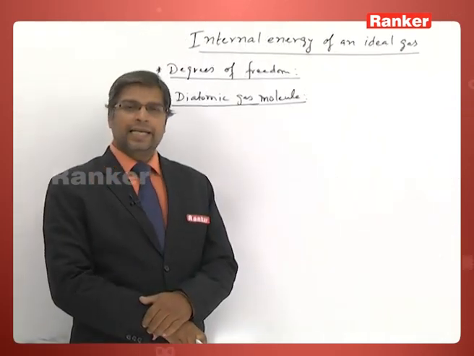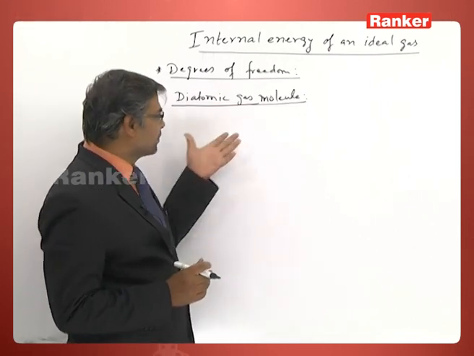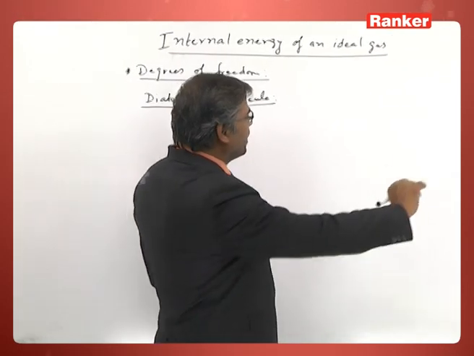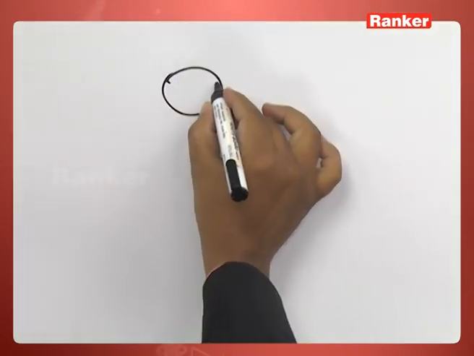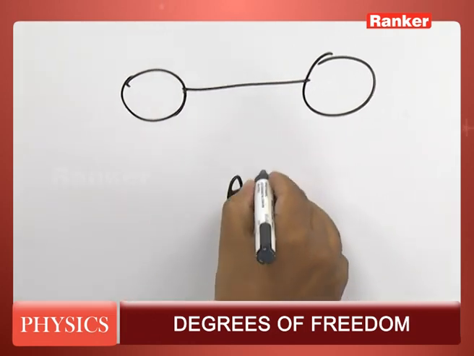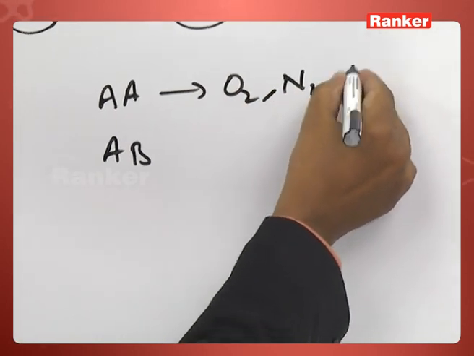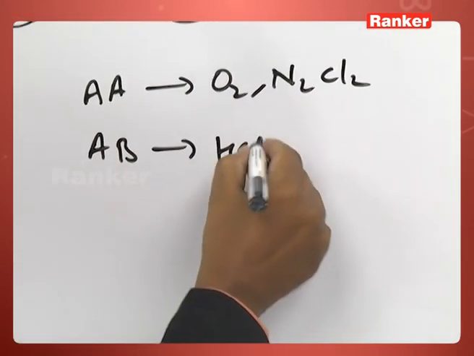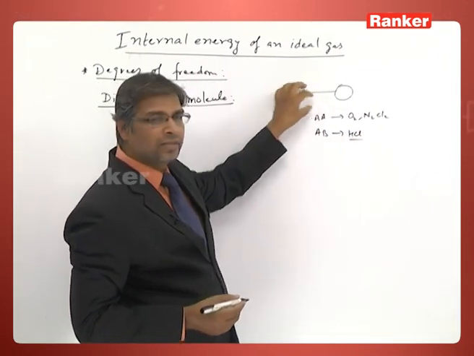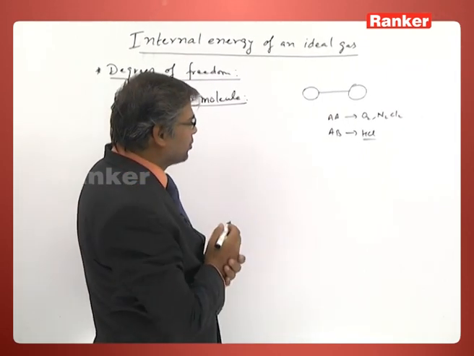Now, let us see the degrees of freedom of a diatomic gas molecule. Suppose I have a diatomic gas molecule; diatomic means it is something dumbbell type. This is AA type or AB type. AA type means oxygen, nitrogen, chlorine. This is HCl gas type, AB type. So, we have different types of diatomic gas molecules, small, big, identical, like that.